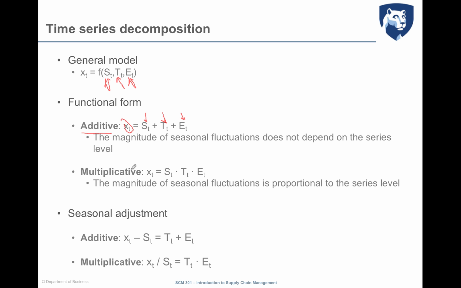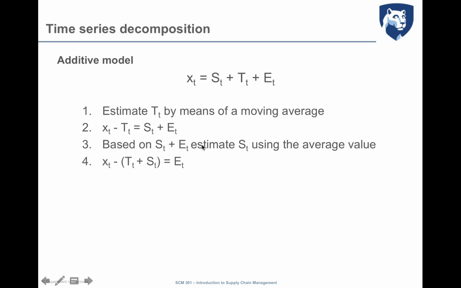Or multiplicative. So the demand is given by multiplying the seasonal part by the trend part by the error part. It's up to you, according to the context, whether the additive or the multiplicative model makes more sense. By experience, I told you that companies prefer to use the additive model, which is linear and more intuitive and so on. But please don't forget that the multiplicative option also exists.